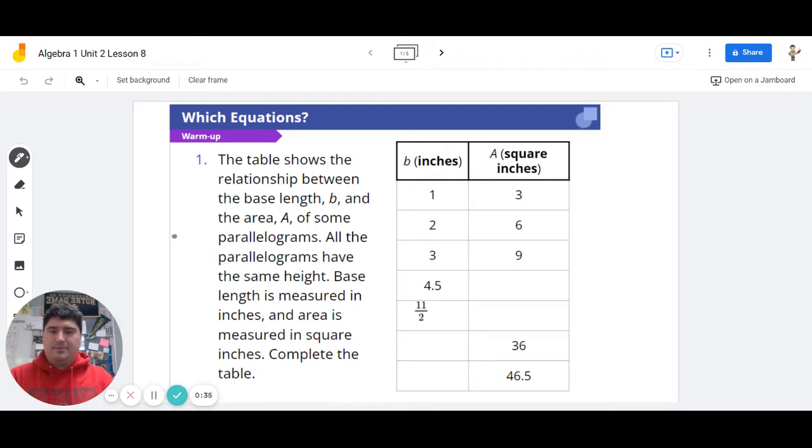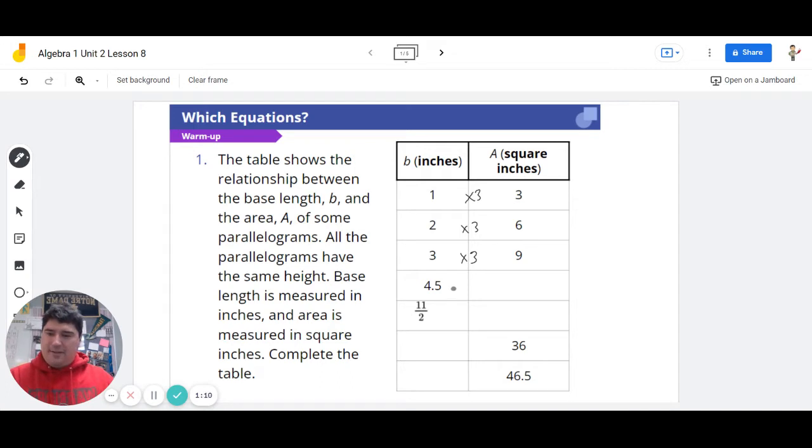Complete the table. Let's look at the table and notice some patterns. The inches B go to 3 A, which are square inches. So we notice a relationship of 1 to 3, then 2 to 6, and 3 to 9. We're definitely noticing a relationship of multiplying by 3. That's going to be the pattern.